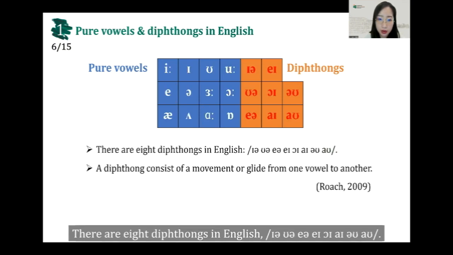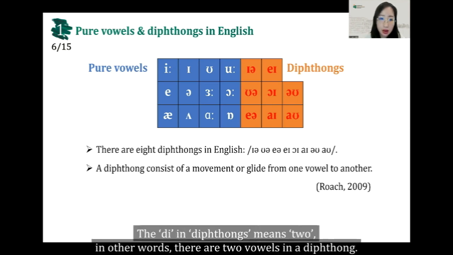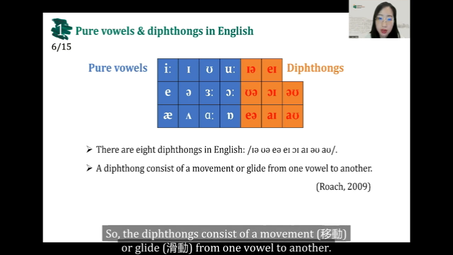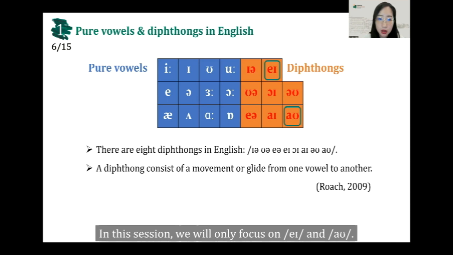There are 8 diphthongs in English: ear, u, a, oi, I, o, and ow. The di in diphthongs means 2. In other words, there are 2 vowels in a diphthong. So the diphthongs consist of a movement or glide from one vowel to another. In this session, we'll only focus on a and ow.